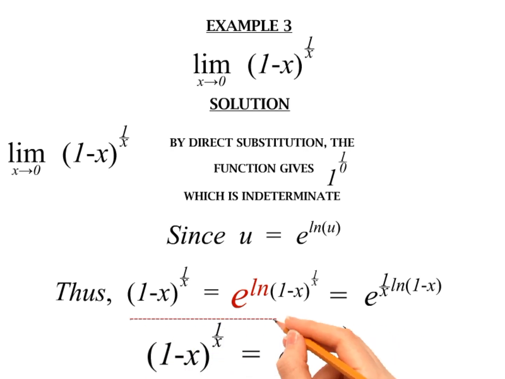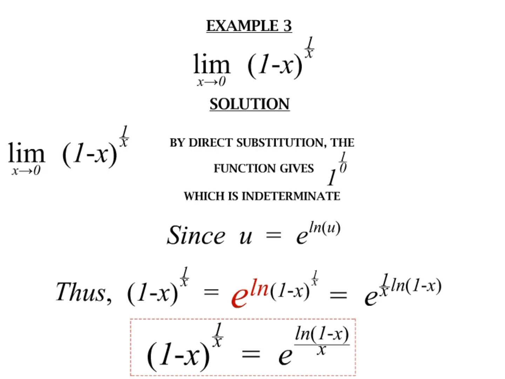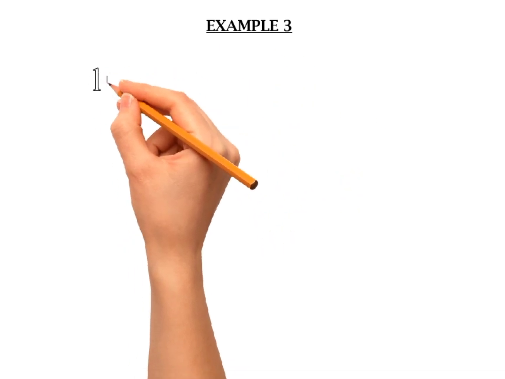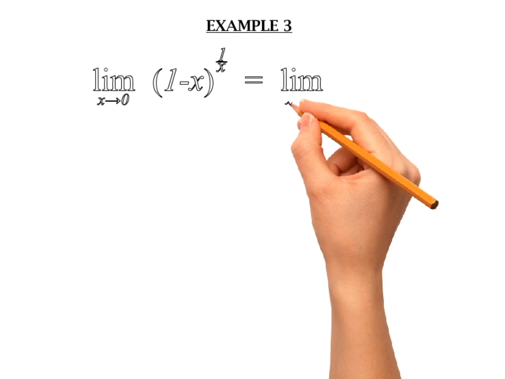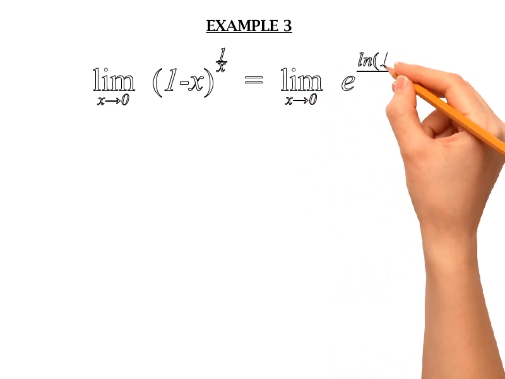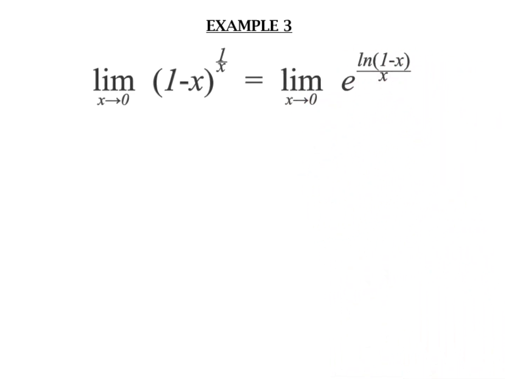So, the function given in the question can be written in this format. Let us go back to the question and substitute the function with the result we have here. We have the following: the limit of (1 minus x) raised to the power of 1 over x equals the limit of e raised to the power of ln(1 minus x) over x.